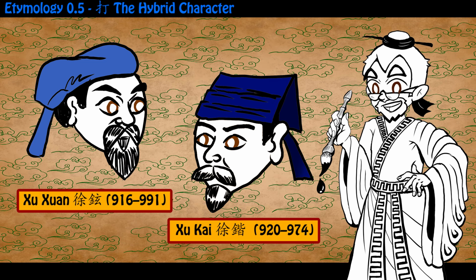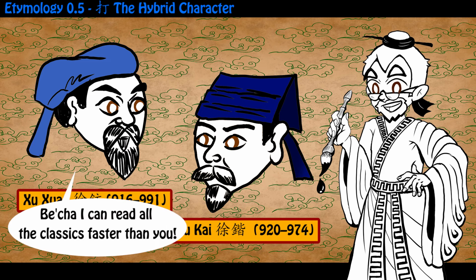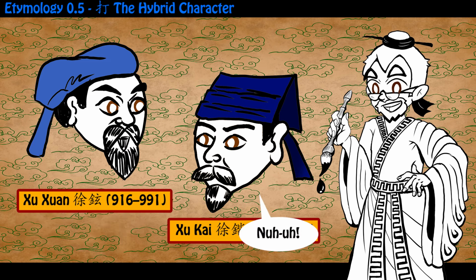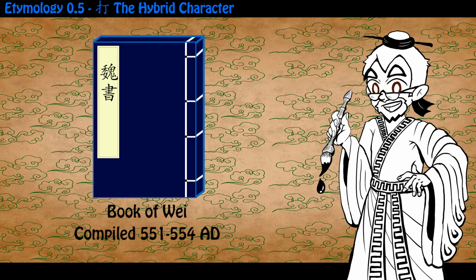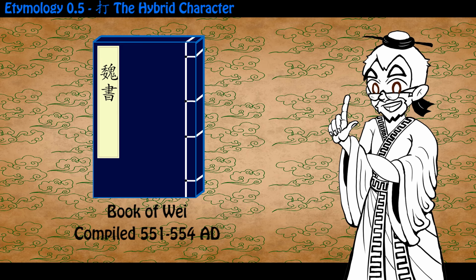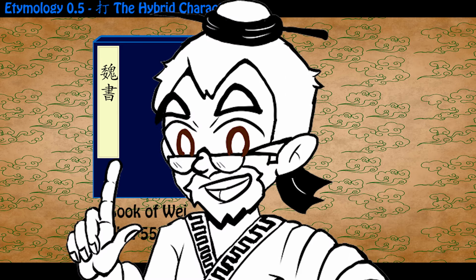Now, this doesn't mean that the word didn't exist before the Middle Ages, because the Xu brothers were giant nerds who went through ancient books like particularly voracious bookworms, adding characters to the Shuowen that they found in other, slightly less ancient books, like the Book of Wei, compiled between 551 and 554 AD, which contains the earliest use of the character that we know of.